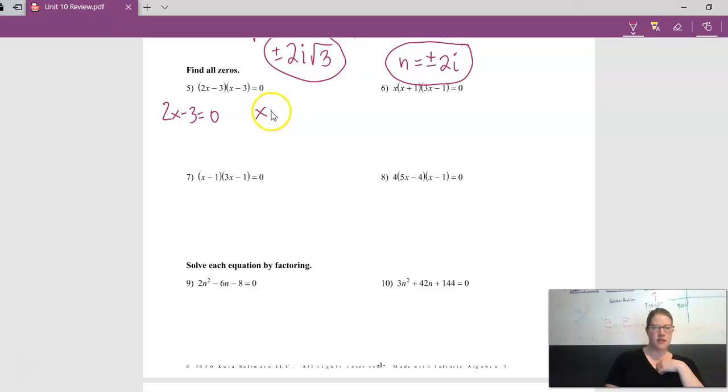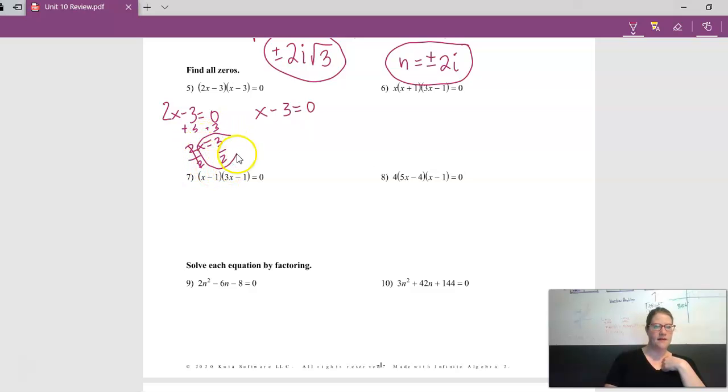or x minus 3 would have to equal 0. If either one of them equals 0, it's going to make this true. So there will be 2 solutions that will make it work. So on this left one, I'm going to add 3 to both sides, and then divide by 2.